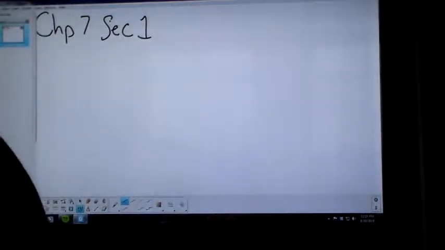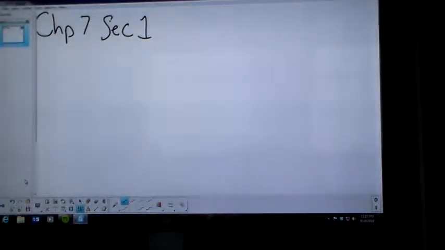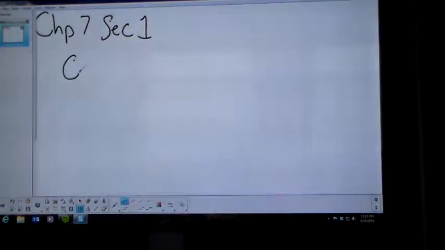Alright, chapter 7, section 1. What we're going to do is start talking now about the cell. We'll move from the cell and keep getting bigger and bigger as the chapters go on, eventually talking about populations and things of that nature. So what chapter 7 is all about is simply the cell. And of course you should know this by now, but the definition for a cell is the basic unit of life.